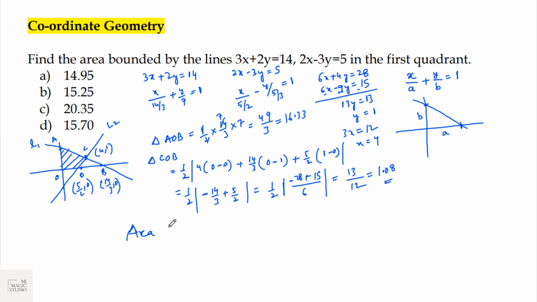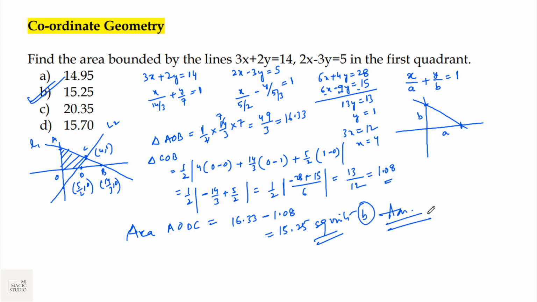So required area of AODC is 16.33 minus 1.08. That is 15.25 square units. That is in option B. So we have used concept 1, concept 2, concept 3, and then we have calculated the area in the first quadrant. Do it slowly. Let it dissolve in you. It will come very naturally and you would be able to do it in 2 minutes. Don't worry.